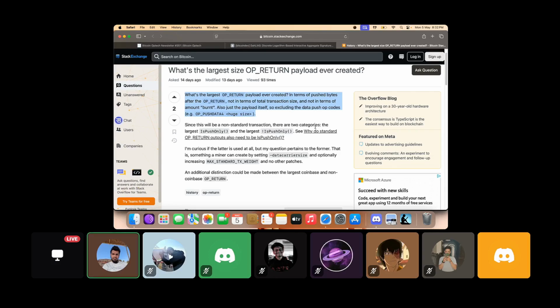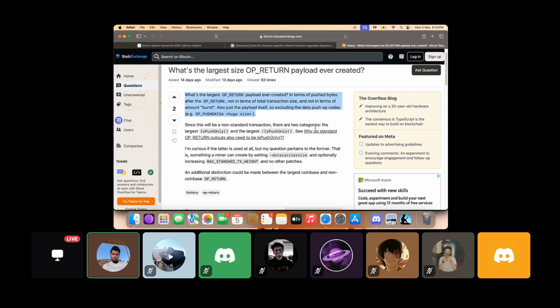Why do standard OP_RETURN outputs also need to be is push only? Okay, so there are basically two types of OP_RETURNs. One is push only OP_RETURN, meaning it only has data. It does not have any logic, it just has data. And if you have not is push only, then it can have logic in the script as well.